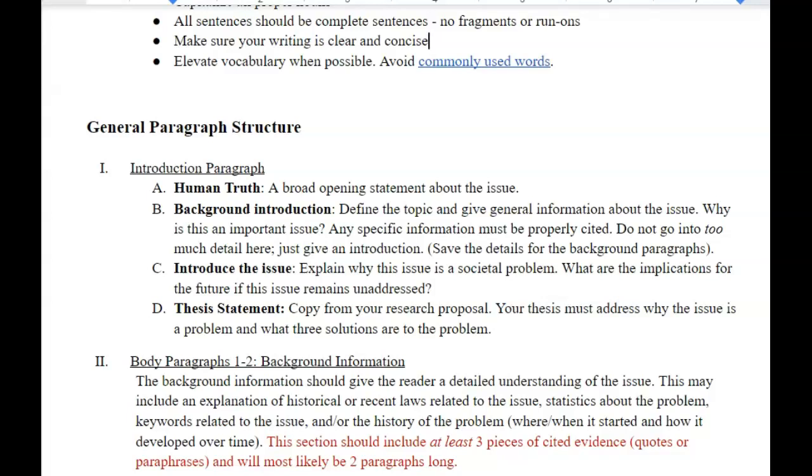Just give an introduction. Introduce the issue. Explain why this issue is a societal problem. What are the implications for the future if this issue remains unaddressed? And then finally, your thesis statement, which you will copy directly from your research proposal. You'll use your thesis to address why the issue is a problem and what the 3 solutions are to the problem.